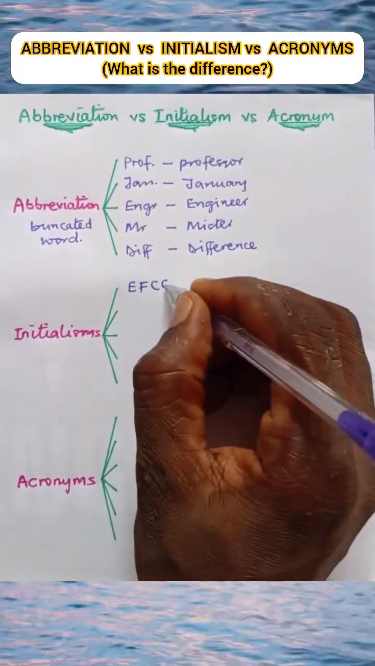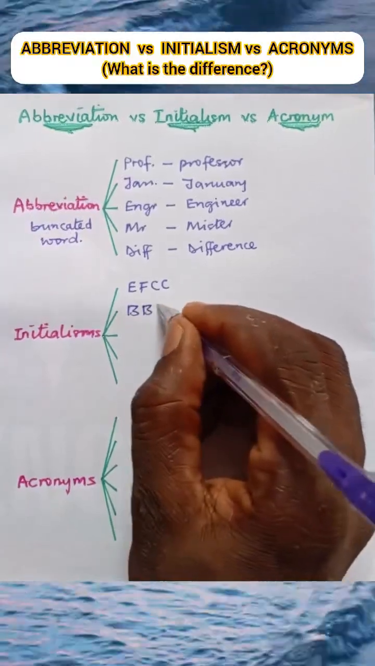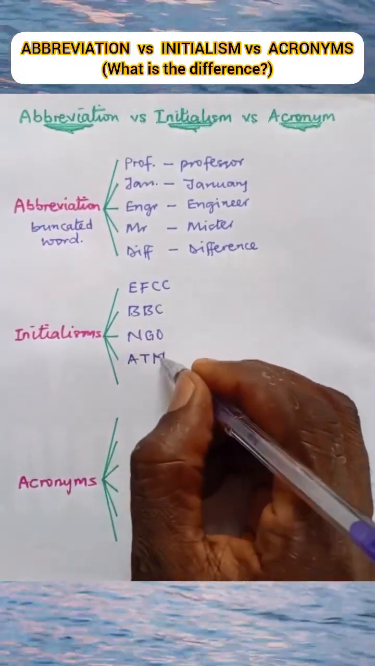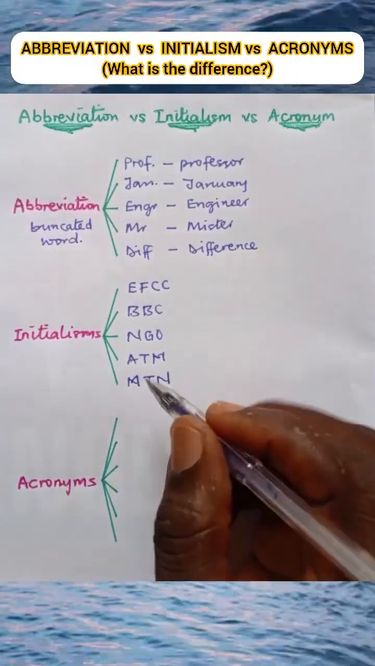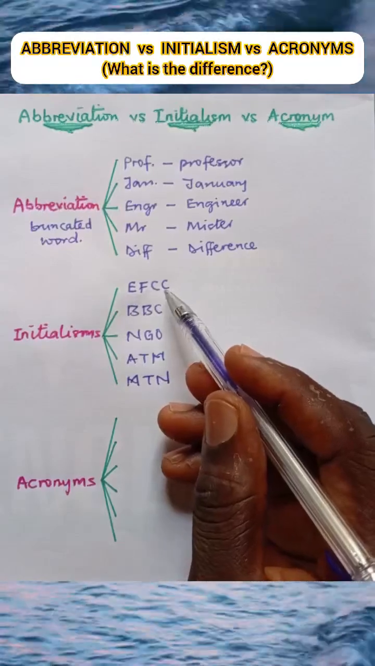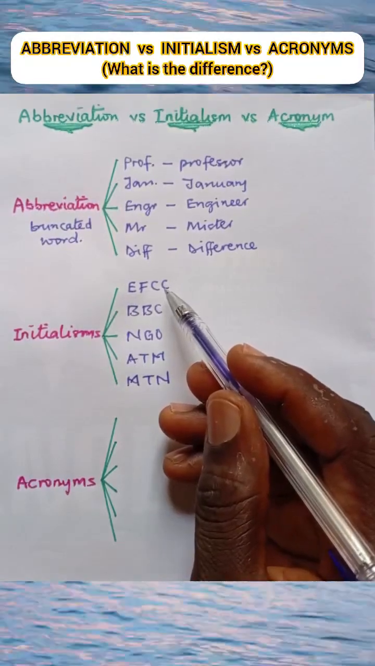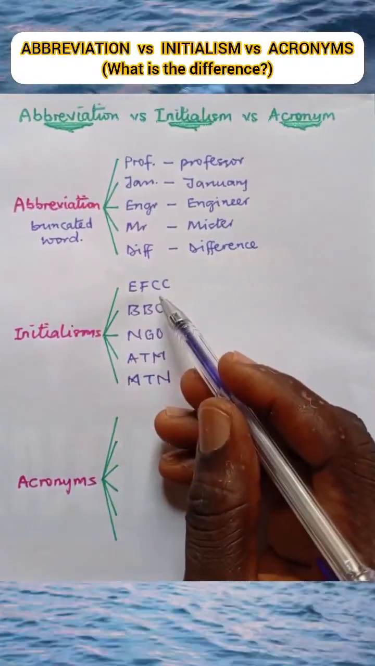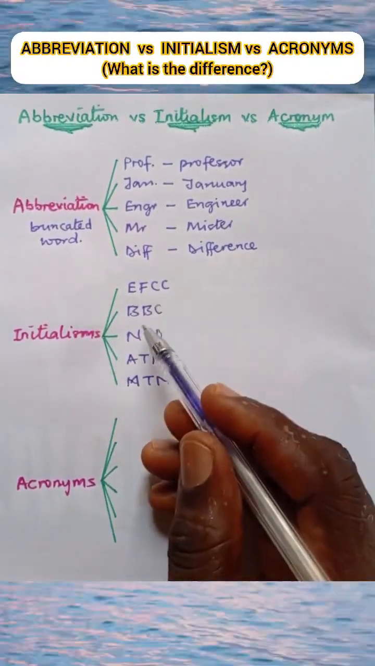Example, EFCC, BBC, NGO, ATM, MTN. So each of these initialisms contains the first letter of the words which each represents. In initialism, all the letters are written in uppercase. Now we'll be coming back to initialism.